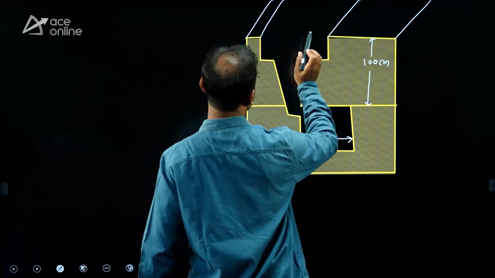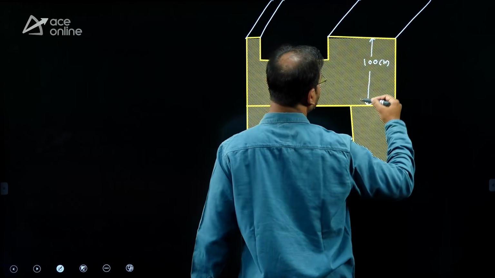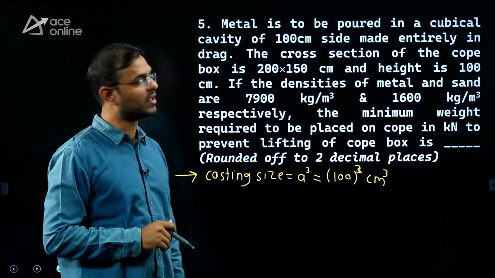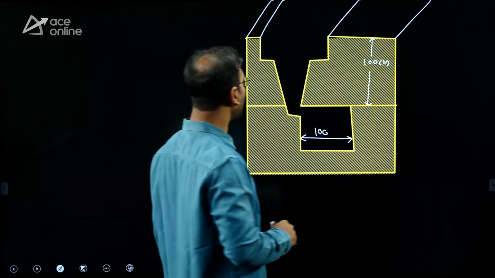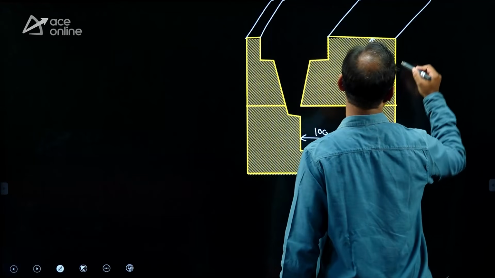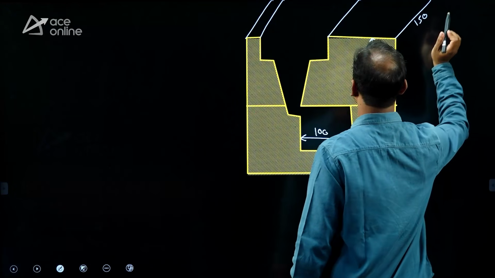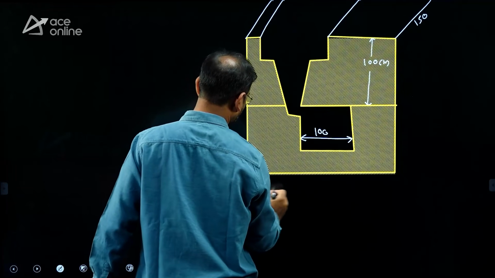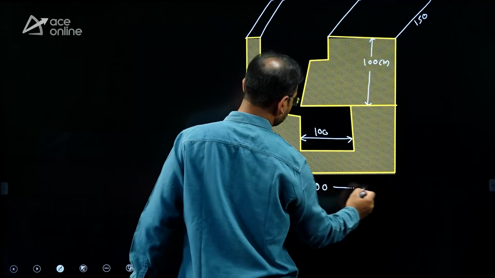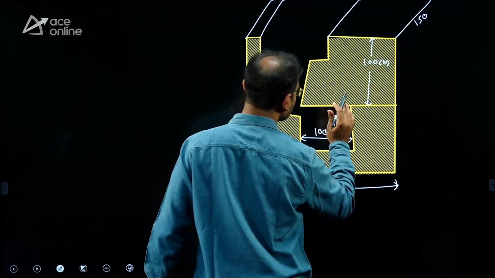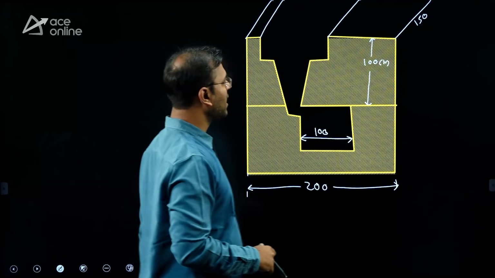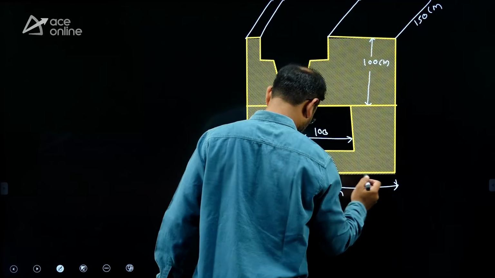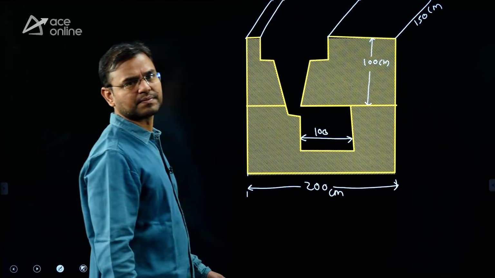The third dimension you can see here, and what is the cross-sectional area? They have given 200 by 150 centimeter as the cross-sectional area of the cope box. Then here I can write 150, and the top horizontal distance is 200, which I can write here also. You need to remember that all the dimensions are in centimeter.